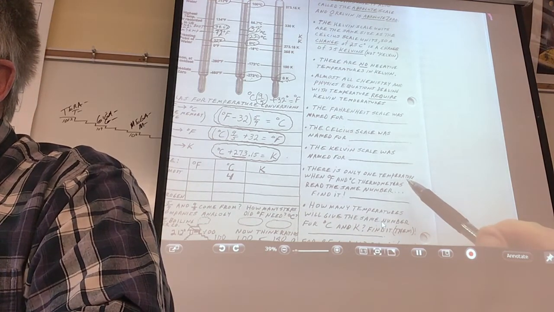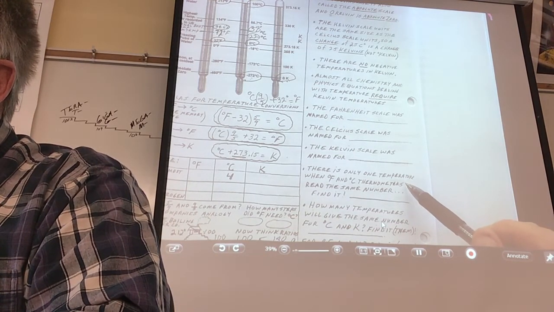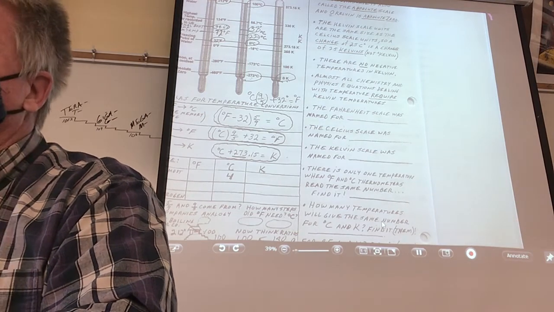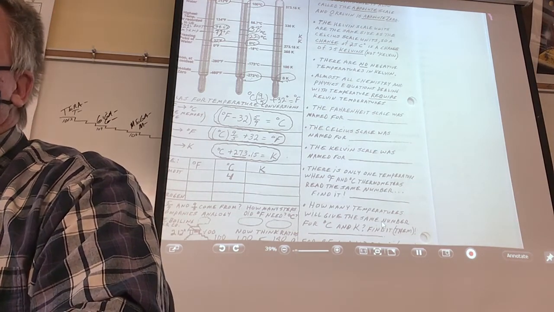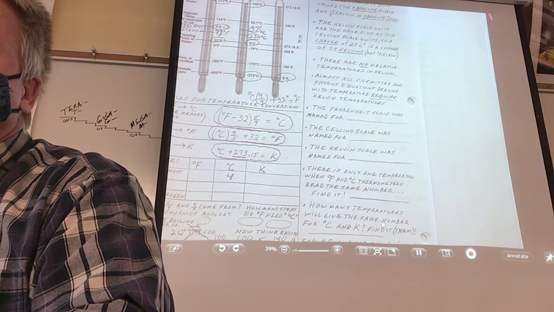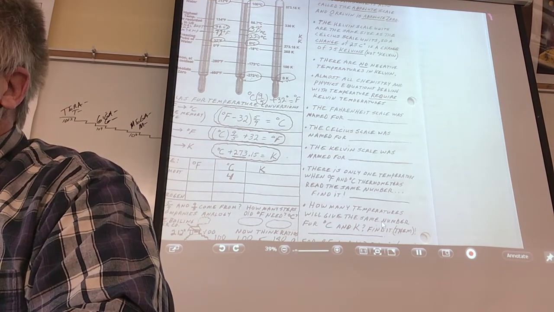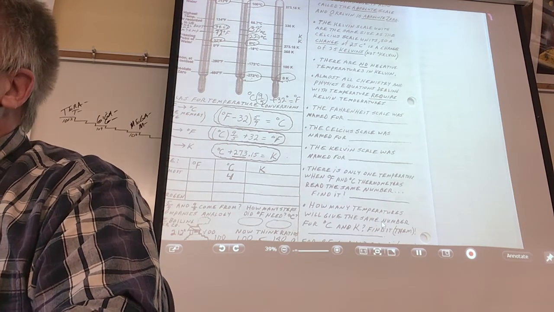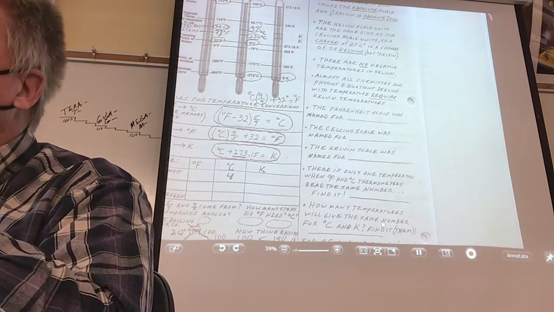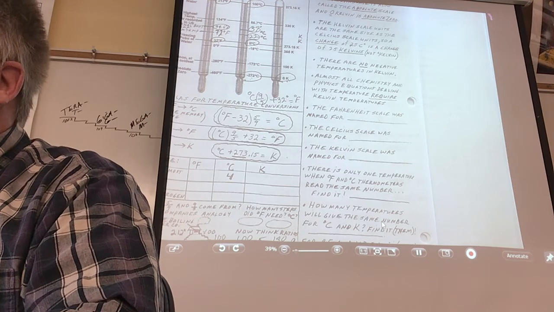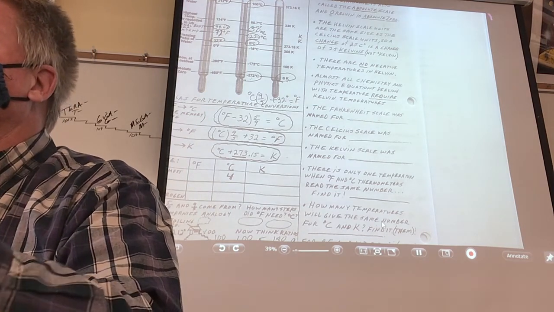Next, look at this one. There's only one temperature where Fahrenheit and Celsius read the same number. I'm not going to tell you that, but when you come back next week, let's see if anybody gets that. Extra credit: if you like math, if you can do the mathematics of it and show me the equations, I'll give you extra credit. If you just punch around with your calculator, I won't give you any credit.